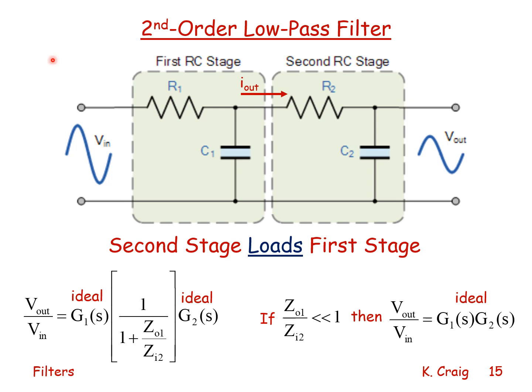I can create a second order low pass filter by simply connecting two first order RC low pass filters together in series. Can I assume that the behavior of these two RC circuits in series is simply the product of their individual ideal performances? The answer is absolutely not.